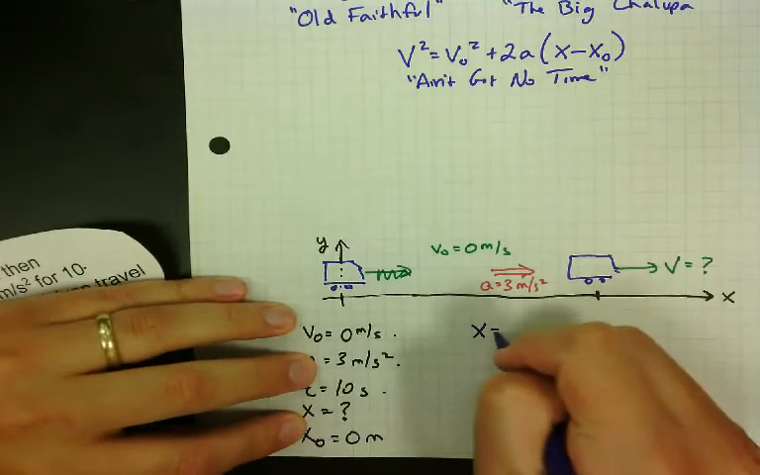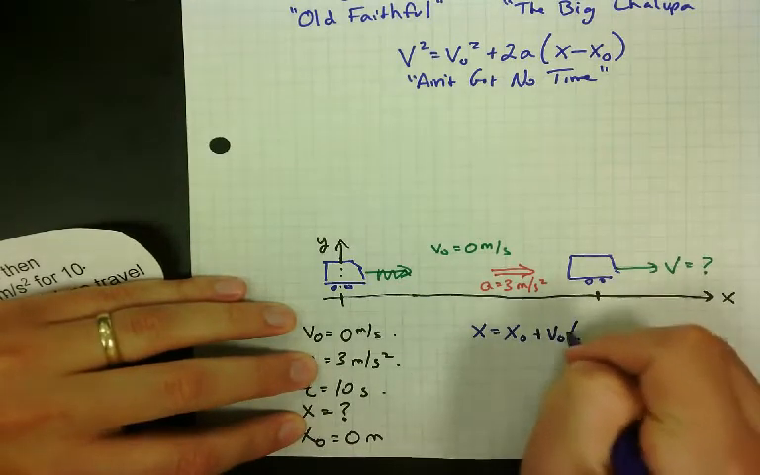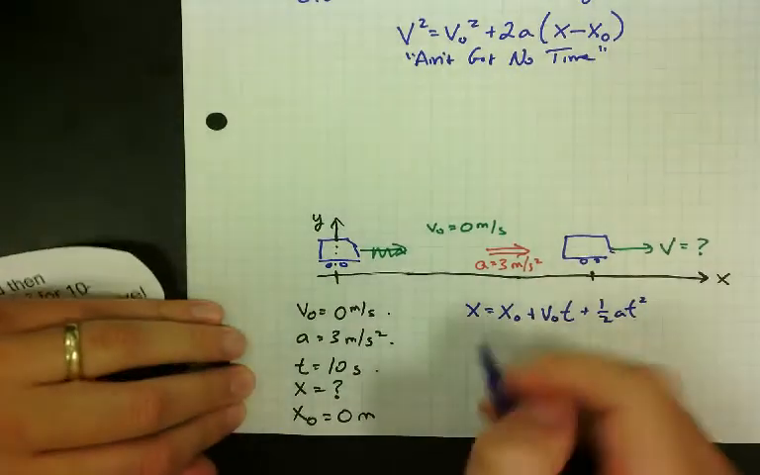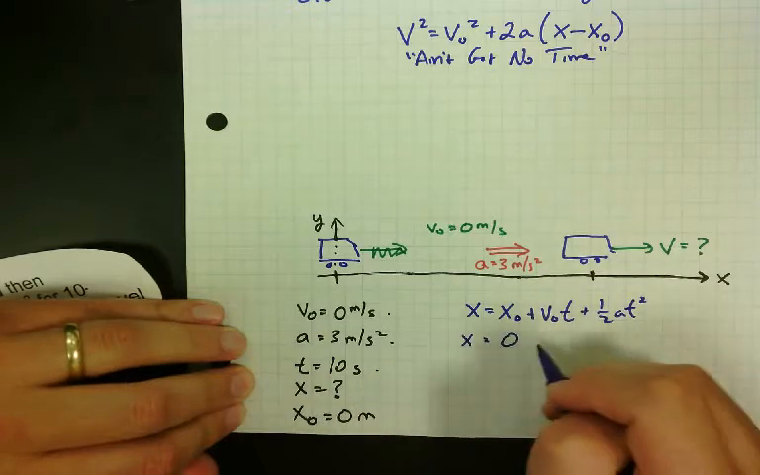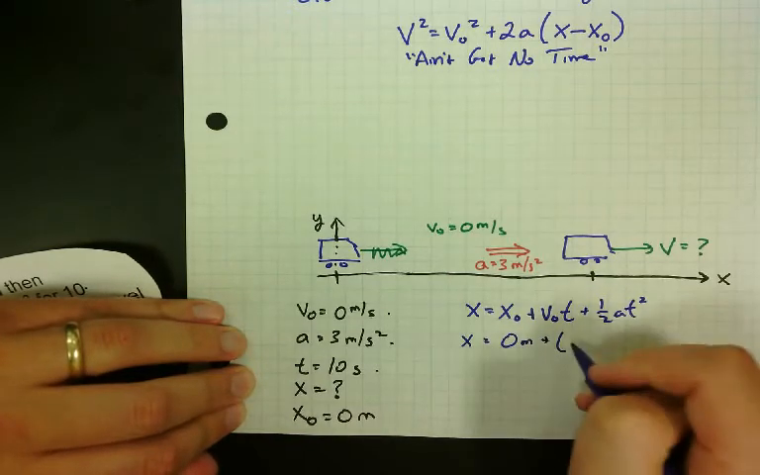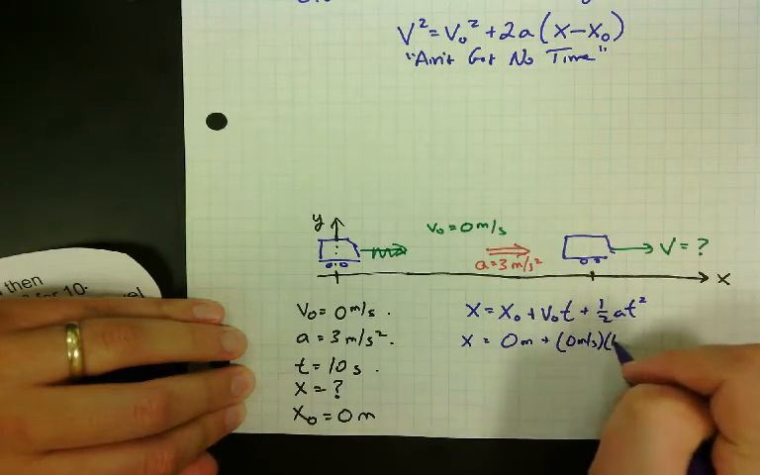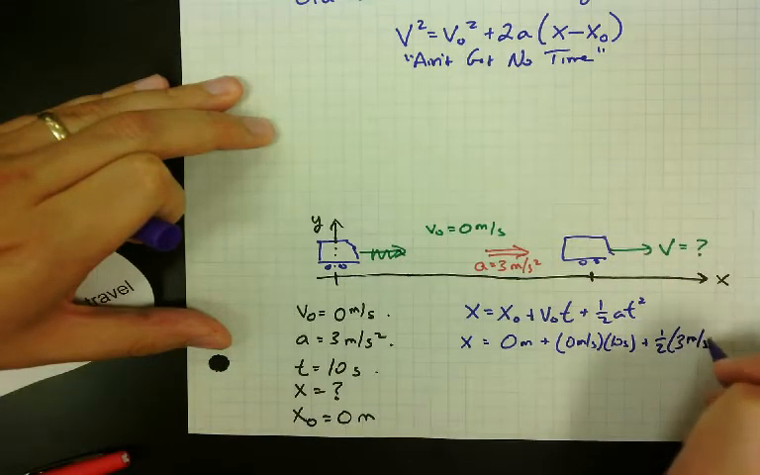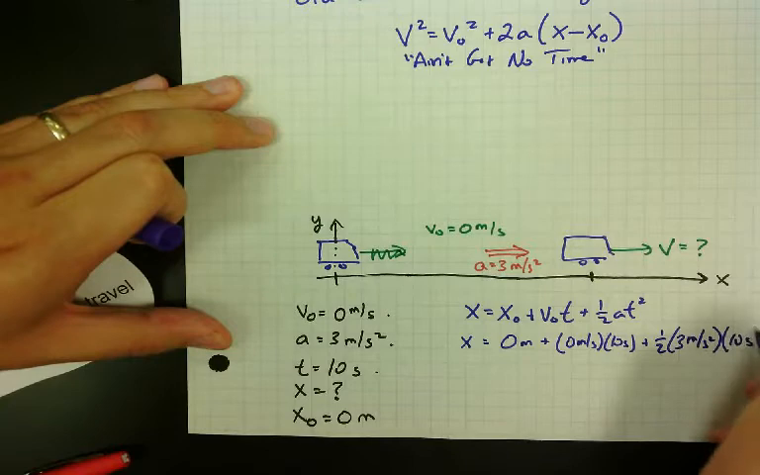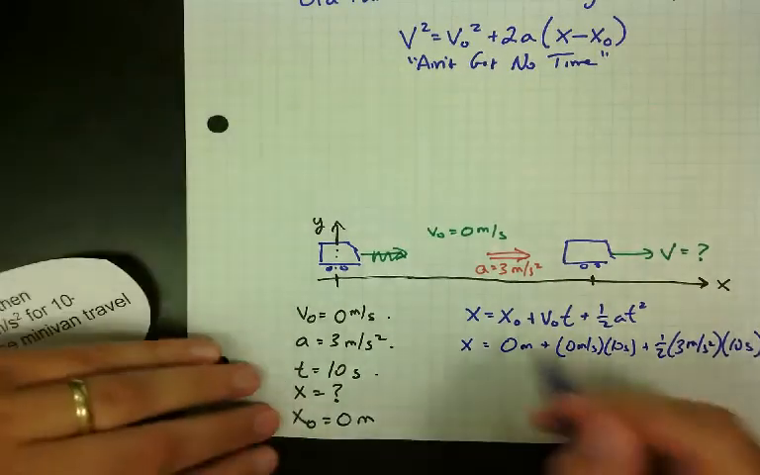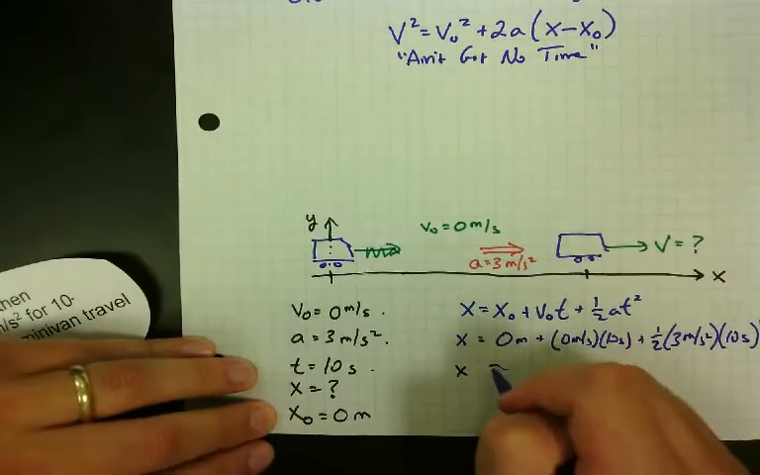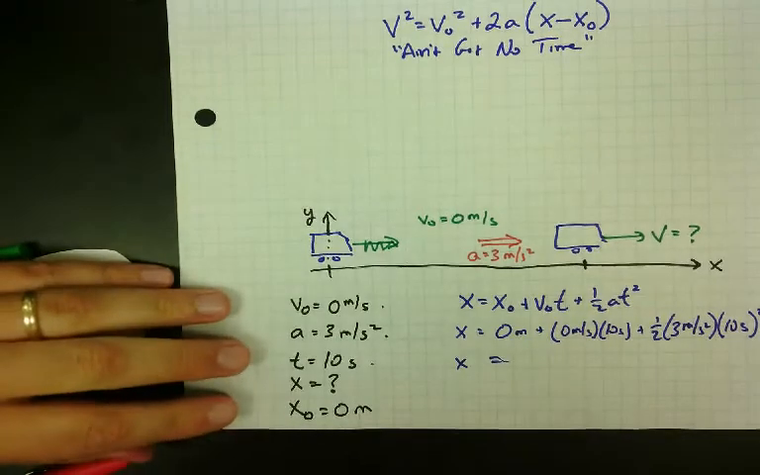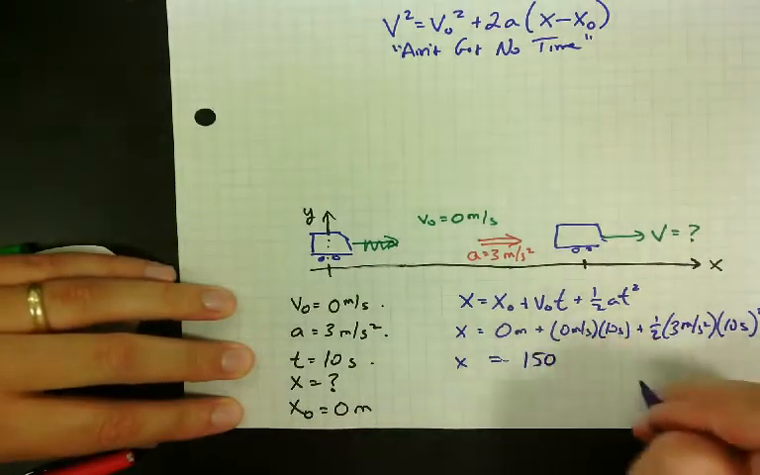So x equals x naught plus v naught t plus 1/2 a t squared. So that's the equation. And then I can just plug in x equals 0 meters plus 0 meters per second times 10 seconds plus 1/2 times 3 meters per second squared times 10 seconds squared. Now you notice all my zeros cancel out, so I'm really just doing this last thing. So 1/2 times 3 times 10 squared is, if I'm right, I think it's 150 meters.